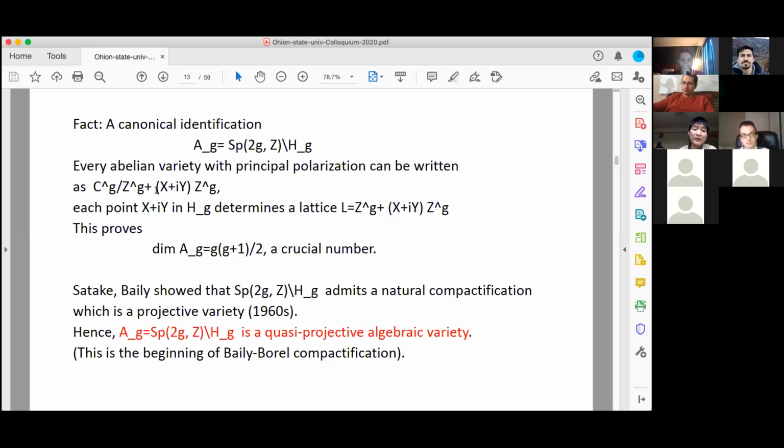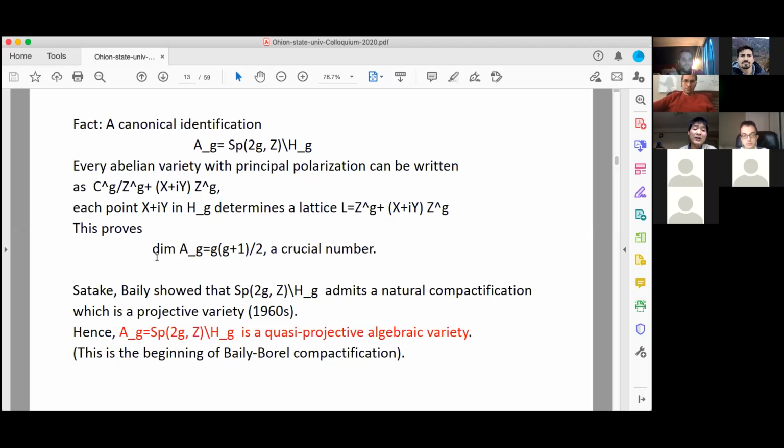Z^g times Z^g, where Z is a point in the Siegel upper half space, X plus iY, times Z^g. This is a lattice in C^g. So each point in the Siegel upper half space will determine a lattice. Now, some different choices will lead to the same isomorphic abelian varieties. That's why we go to the quotient by Sp(2g, Z).